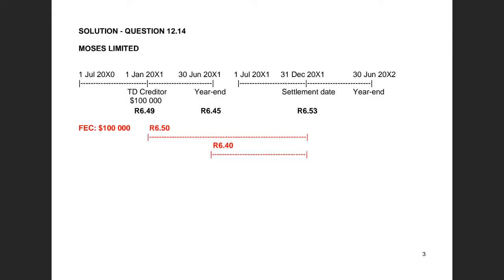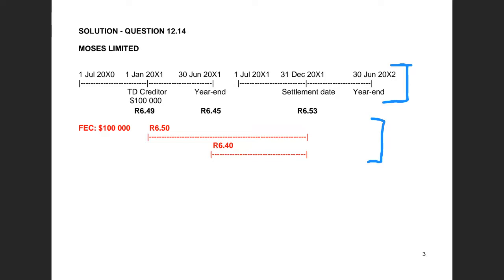Okay, so basically this is our timeline. Notice how I've got two timelines here. One is the normal timeline, which we are aware of and have drawn up many times before, and that's for the creditor. And then I've got a separate timeline in which I talk a little bit about the FEC, right?